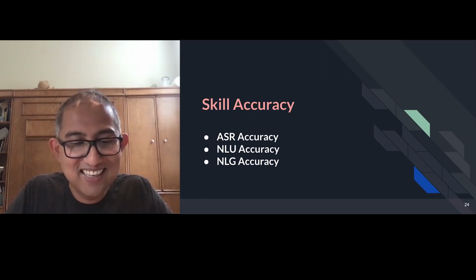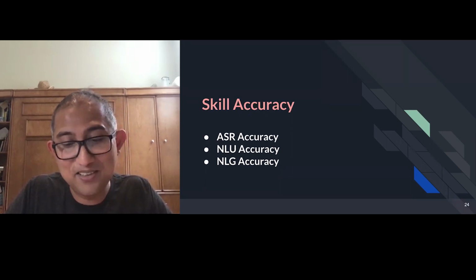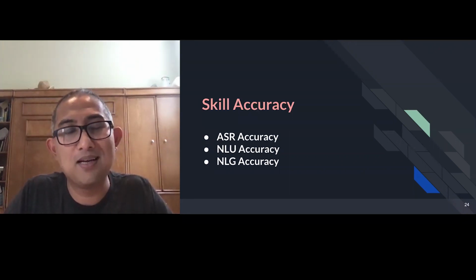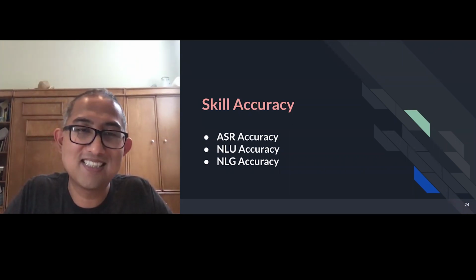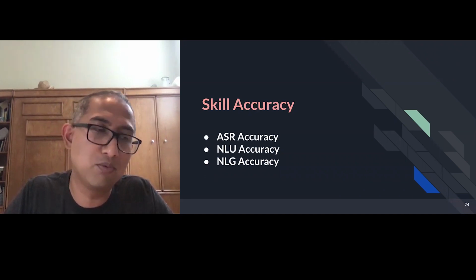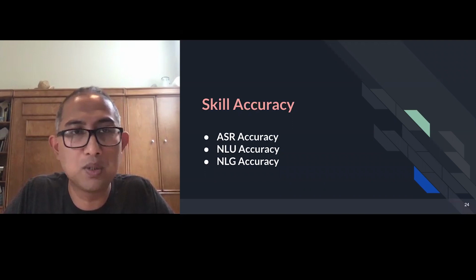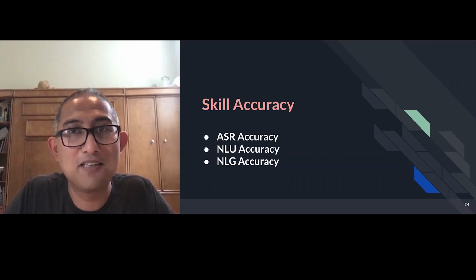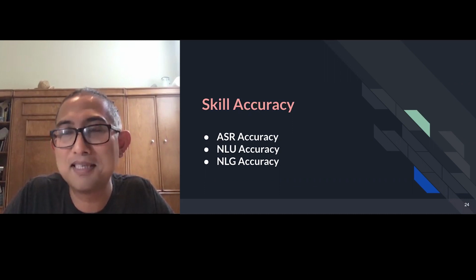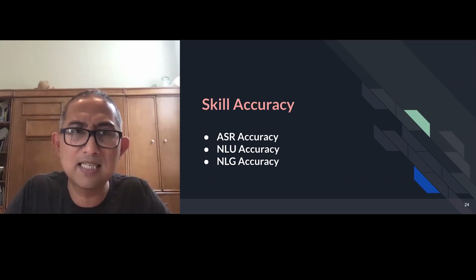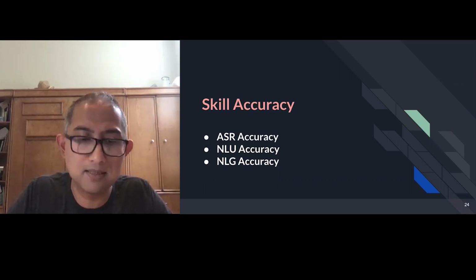NLG accuracy: has Alexa accurately picked the right fulfillment for the intent and slot type? Constructing a sentence is one thing, and I think Alexa does it really well, or even Google Assistant does it really, really well. However, what if the intent was fulfilled by the wrong content or the wrong API? So that's also important. Not just NLG, but also fulfillment is the issue.